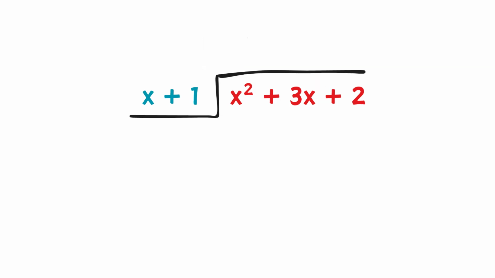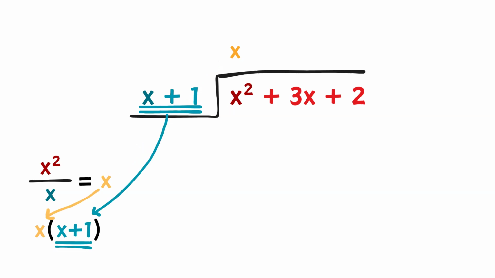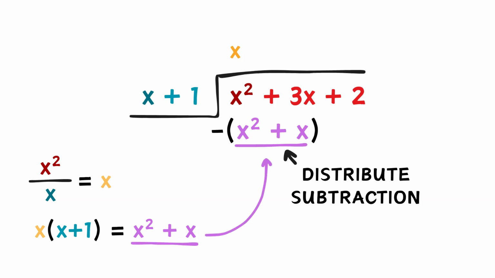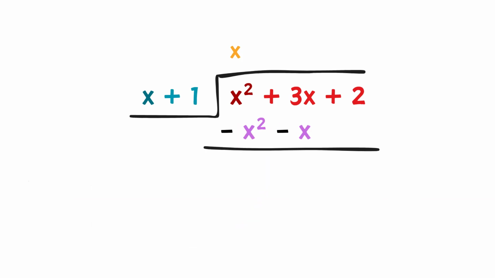The first term of the dividend is x squared. We take this and divide it by the first term of the divisor, x. That gives us x. Now we multiply the divisor, x plus 1, by x. This gives us x squared plus x. We then subtract this expression from our dividend. The x squared cancels out, leaving us with 2x plus 2.